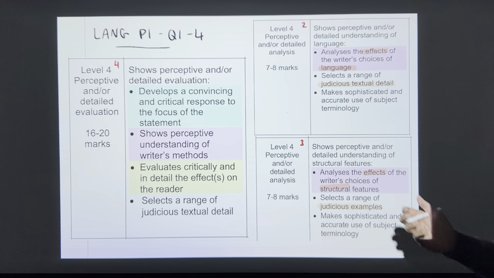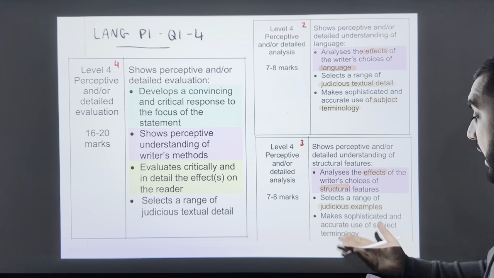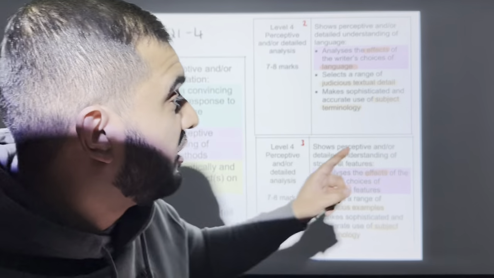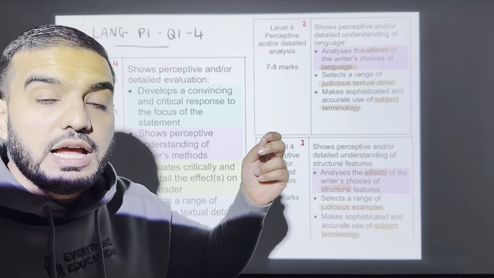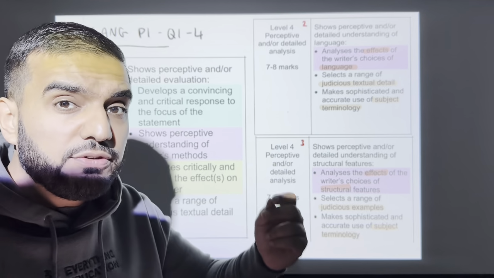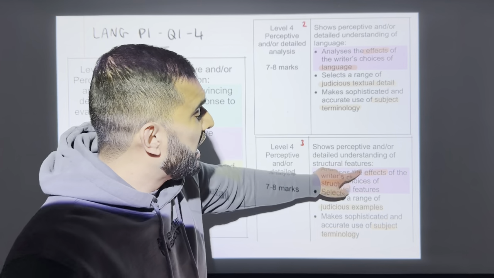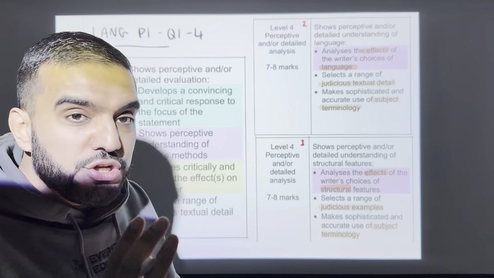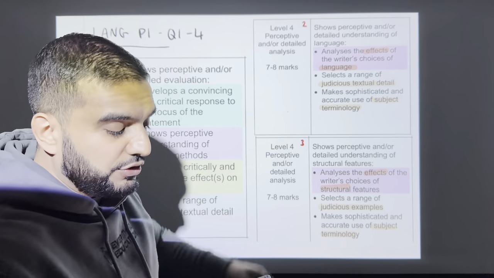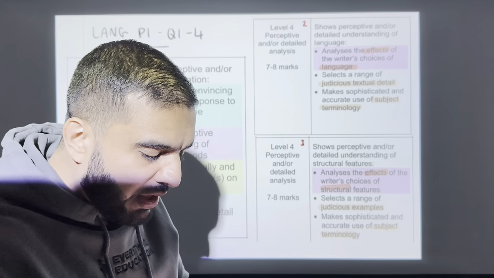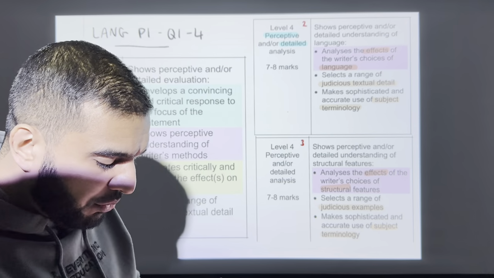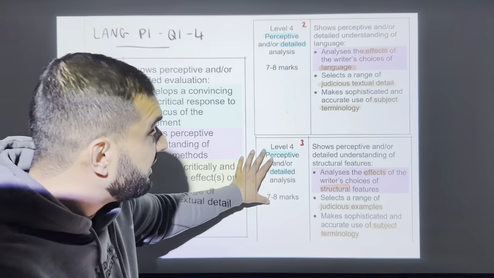Here, guys, the third bullet point, how do you make use of subject terminology? Words like simile, words like metaphor. And over here, it's exactly the same. So if you look at these two mark schemes, you're gonna find that they're literally a copy and paste of each other. The only difference being, over here, you analyze language, and over here, you analyze structure. Now, there's something very important that must be said here. To get a top band, to get 8 out of 8 on both questions, you must do 2 things. You must, number 1, be perceptive, and number 2, be detailed in your answer. And what a shock, you must also be perceptive, and you must also be detailed in this answer.